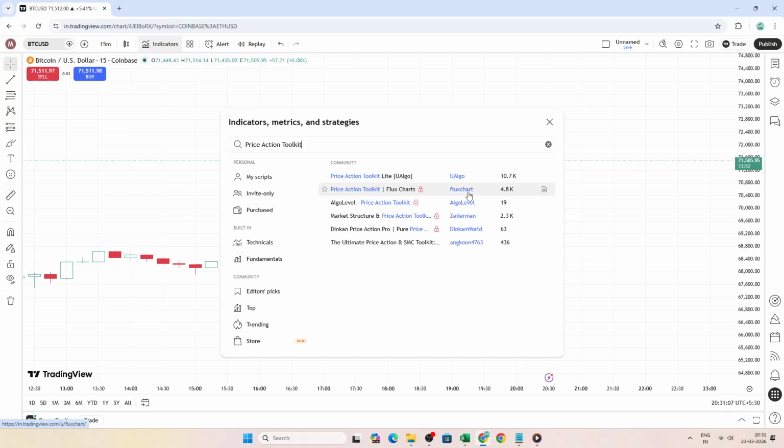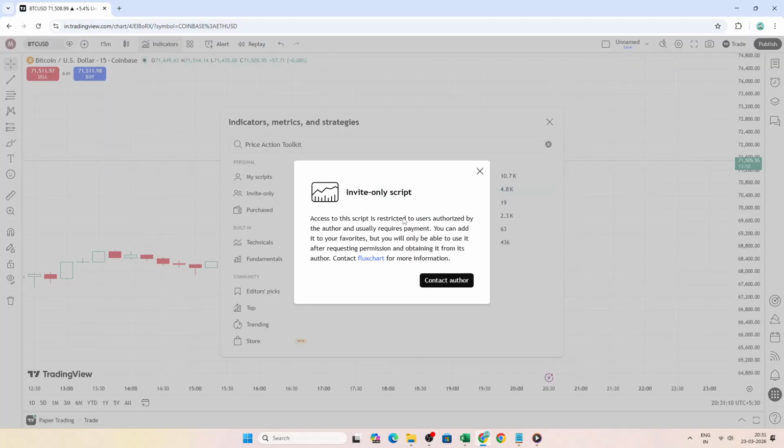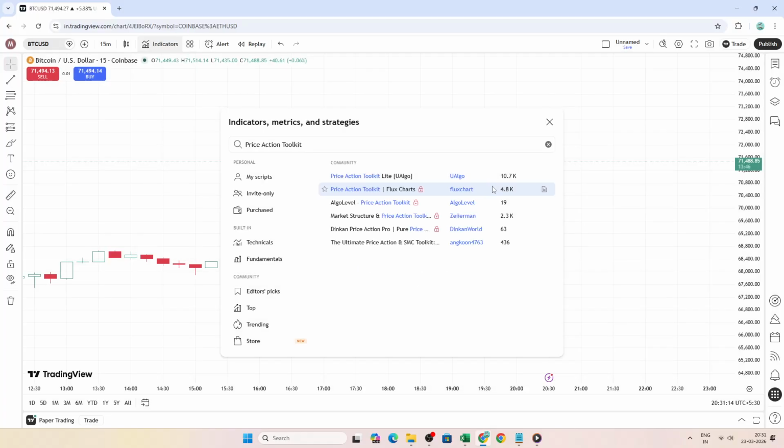This is a paid tool, so you'll need to complete the purchase or have an active subscription to access it on your chart. Once added, the indicator immediately handles core market structure analysis for you. It automatically marks swing highs and swing lows. And it highlights structure breaks with labels like BOS, which stands for break of structure, and CHoCH, which stands for change of character. These markings help you quickly understand whether price is trending or shifting direction, without manually drawing every level.